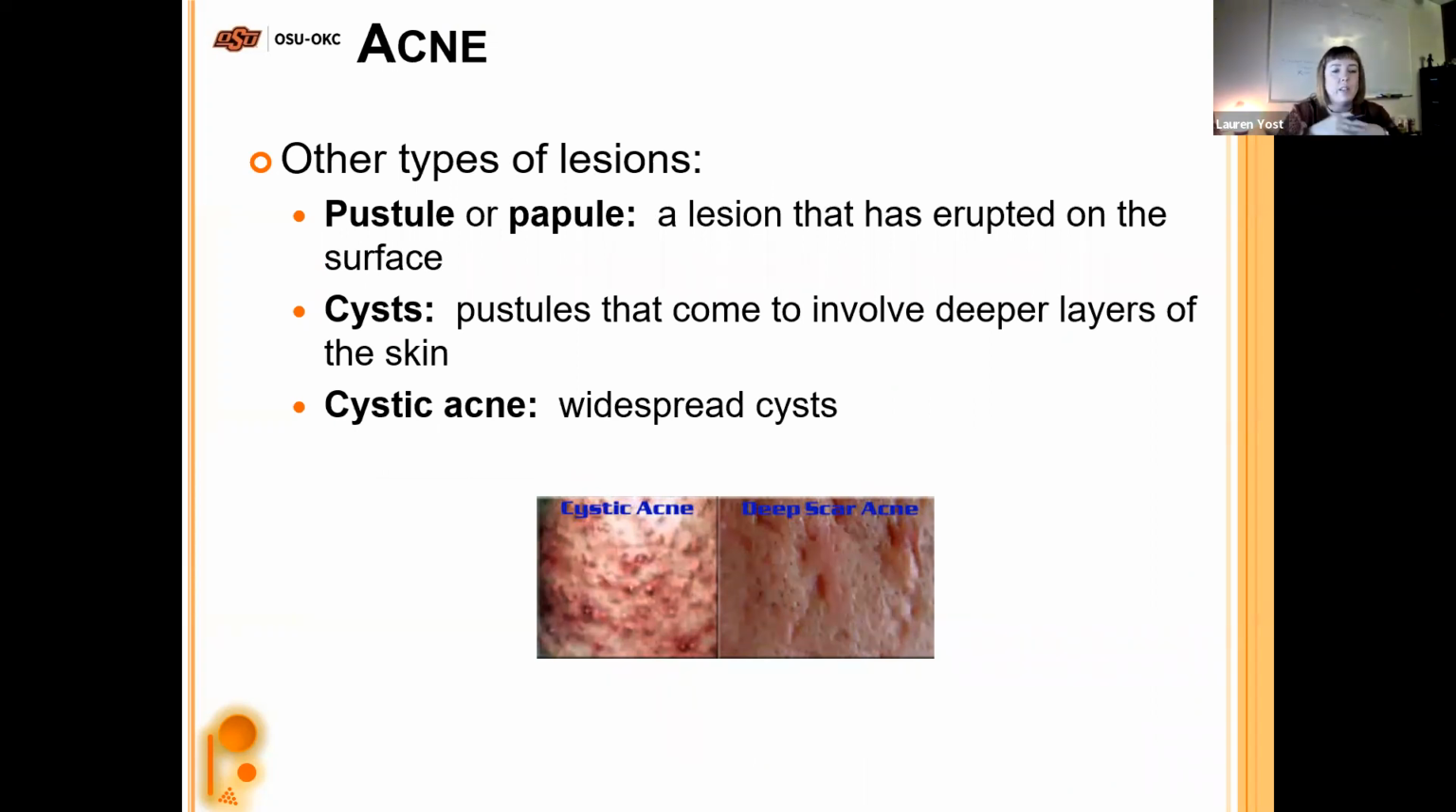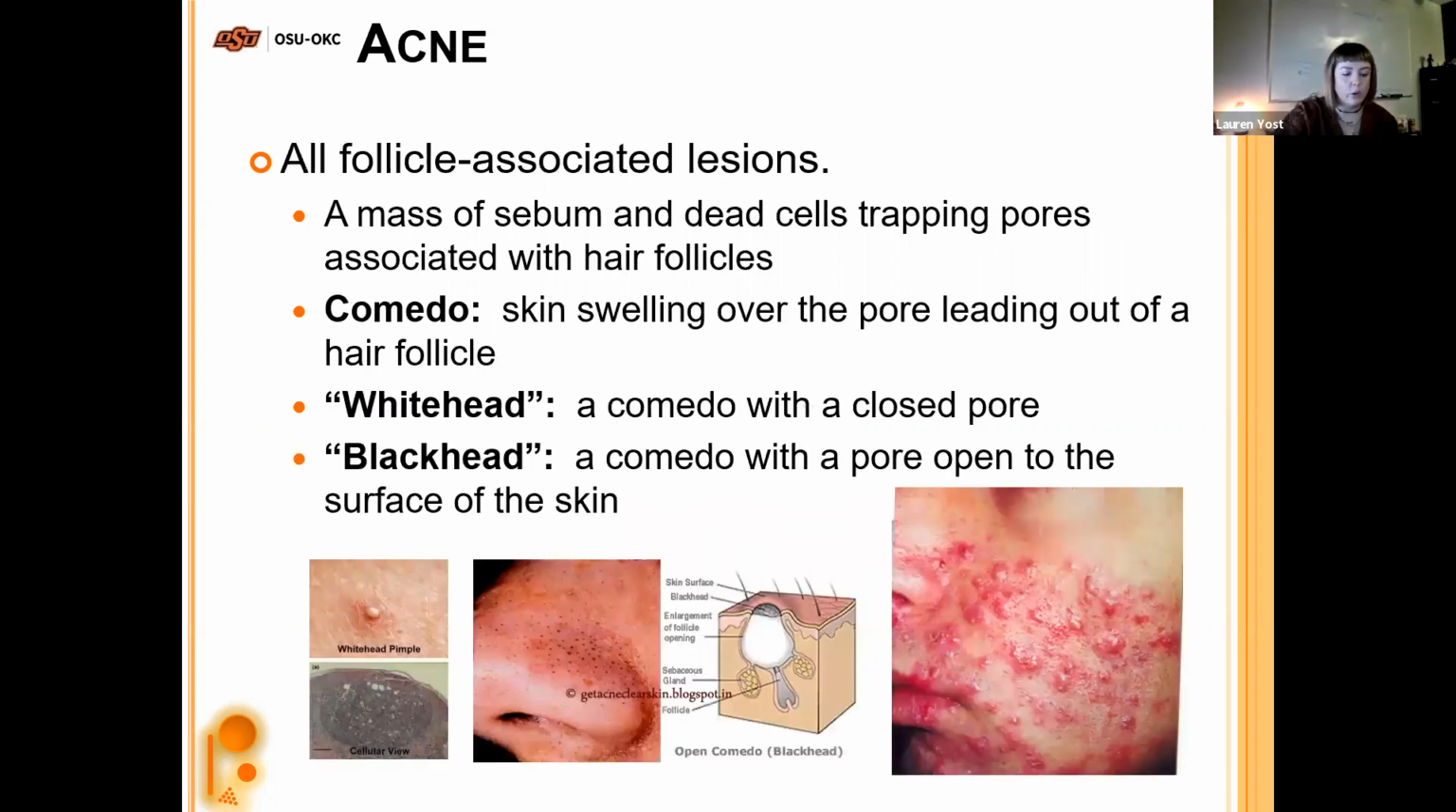We also have pustules or papules that are lesions that have erupted on the surface. We have cysts that are pustules that come to involve deep layers of the skin, as well as cystic acne, which are widespread cysts over the skin. Cystic acne, since it's deep down in the skin, is a little bit more difficult to treat, unfortunately. I would be aware of the difference between pustules and papules versus cysts versus comedo, and the fact that a whitehead would be closed and a blackhead would be open.